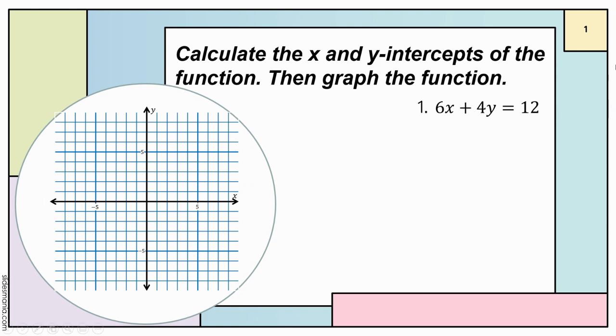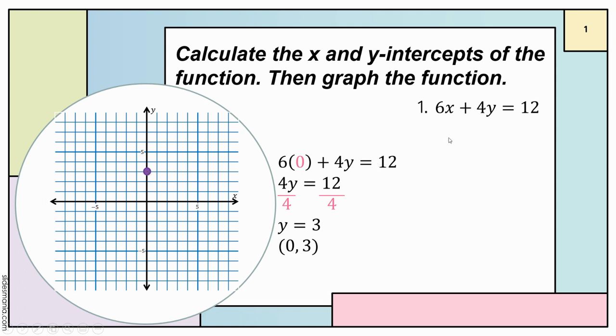So to find the y-intercept, we'll put 0 in for x. All right, so I'm replacing the x with 0. 6 times 0 becomes 0. 0 plus 4y leaves us with just 4y. So we are left with 4y equals 12. And then I would divide both sides by 4. So I'm getting a y-intercept of (0, 3). So when x is 0, y is 3. And then I would plot that on my graph.